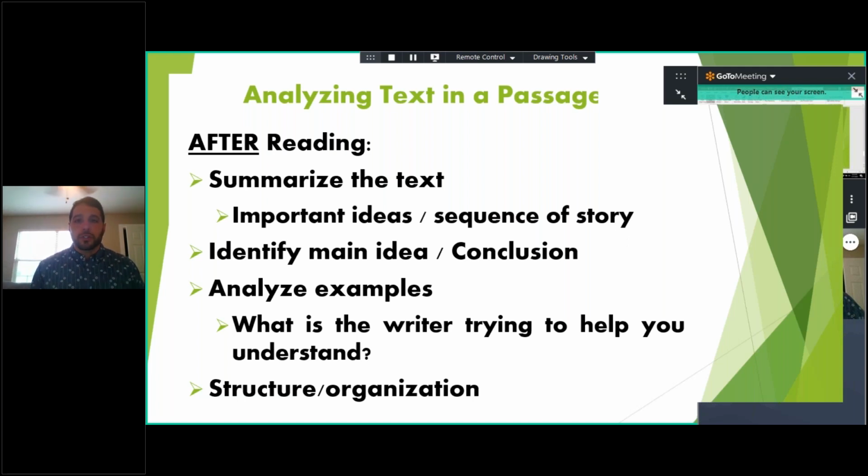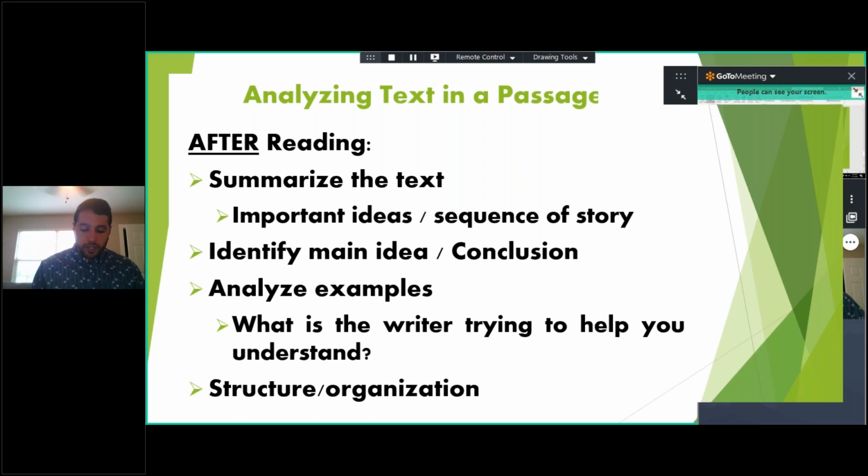You want to analyze those examples and ask yourself, what is the writer trying to help you understand? So are those examples trying to help you understand things in a certain way based on the subject? And that's something you really want to think about after you've read and when you're looking at kind of the meat of the passage. Then there's structure and organization.